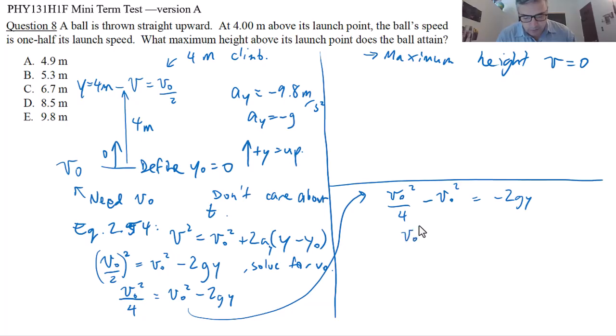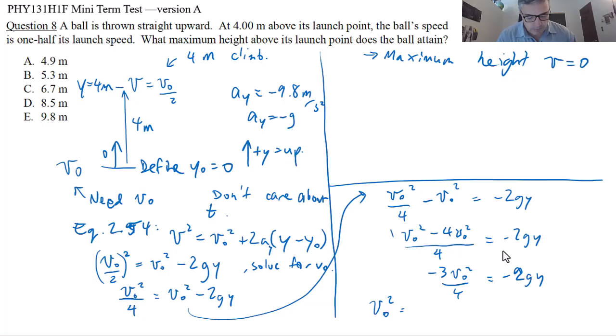So v0 squared minus 4 v0 squared, both over 4, is equal to negative 2gy. So I got 1 minus 4 is negative 3. v0 squared over 4 equals negative 2gy. So v0 squared is equal to, I guess we'll just multiply, 8 over 3 gy. So v0 is equal to the square root of 8g times y over 3.